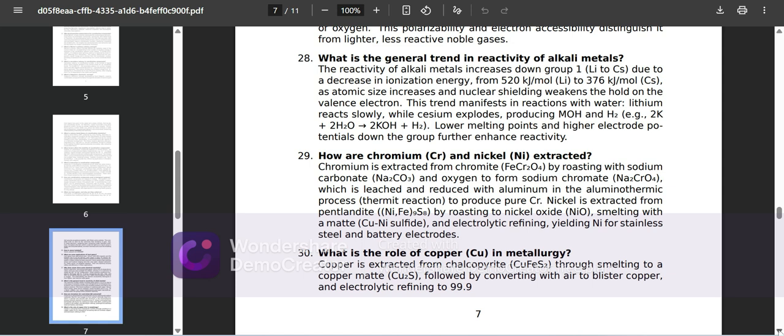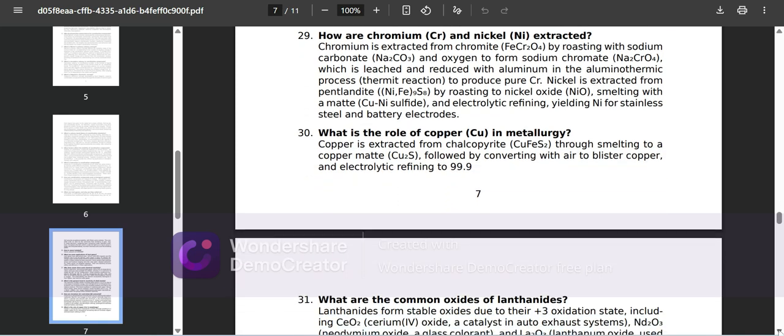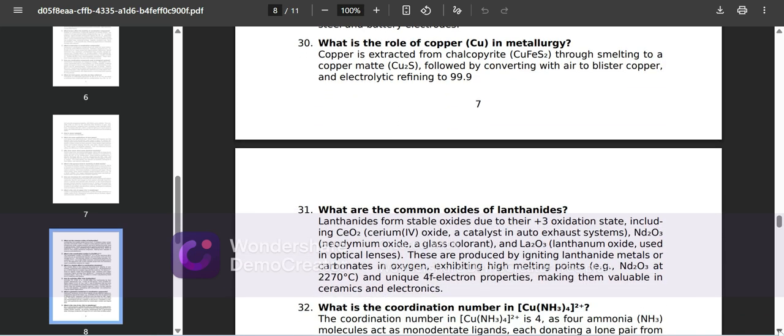Nickel is extracted from pentlandite, nickel iron sulfide, by roasting to nickel oxide, NiO, smelting with a matte, copper nickel sulfide, and electrolytic refining, yielding nickel for stainless steel and battery electrodes.